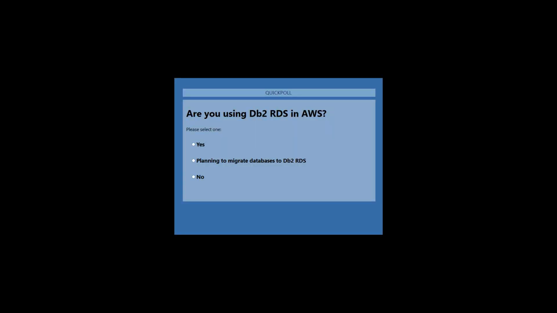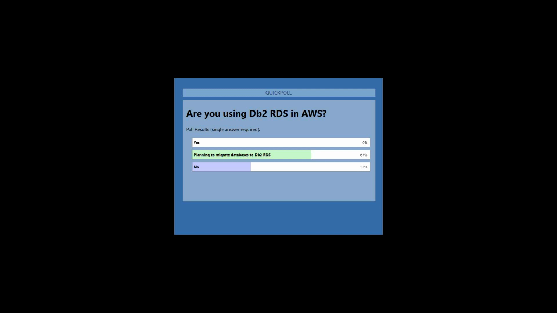All right, the next question is about RDS. We have DB2 in RDS on AWS. How many people are using it or planning to use it? I think about 60% of the people wanted to migrate the database to RDS. That's pretty good. Closing the poll, sharing the result. So 67% planning to migrate to RDS and 33% no.